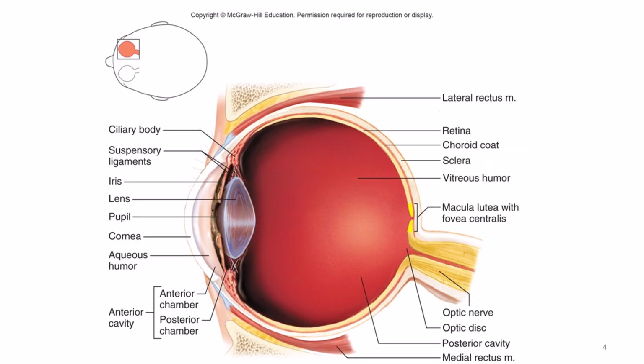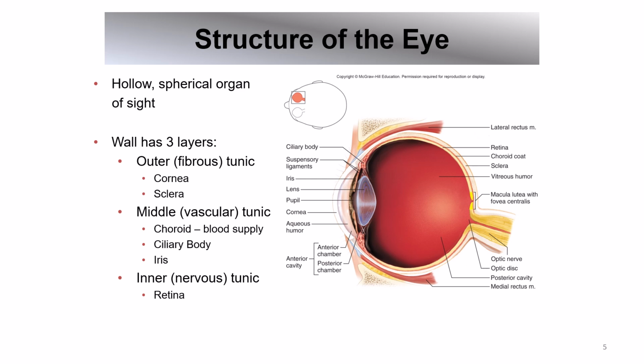Here's a picture with the different parts of the eyeball that we'll go over in more detail in the lab. The eyeball, the wall of it, has 3 layers. The outer layer, tunic is just another name for layer. The outer part is made up of the cornea and the sclera. The middle layer, also called the vascular tunic, is made up of the choroid, which brings the blood supply. There's the ciliary body, also the iris. Then the inner layer of the eye is made by the retina.